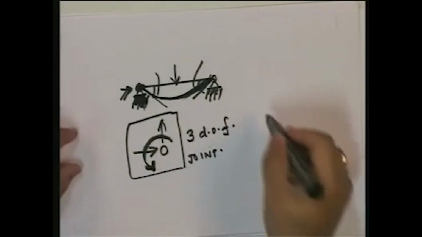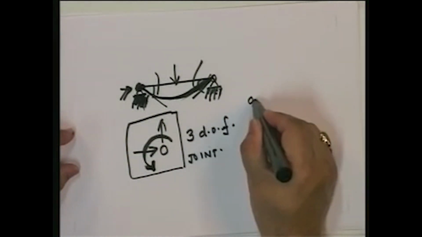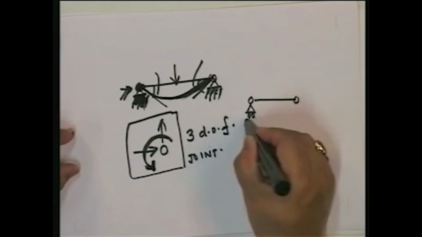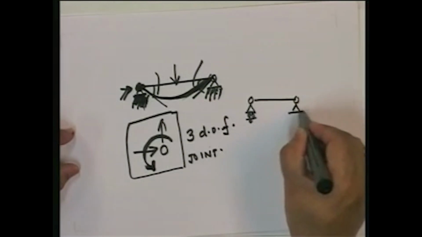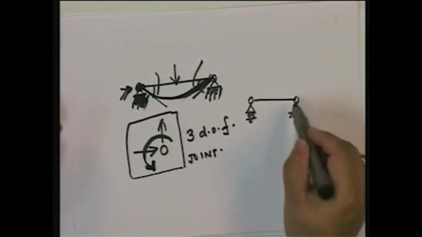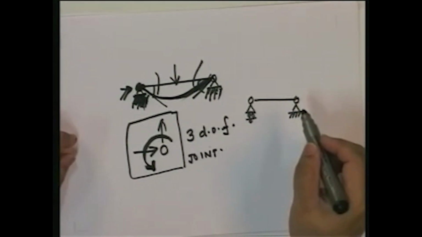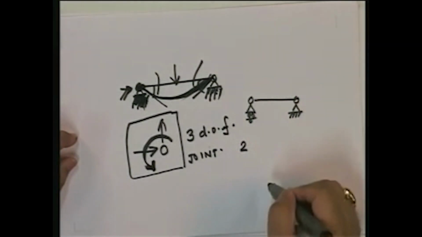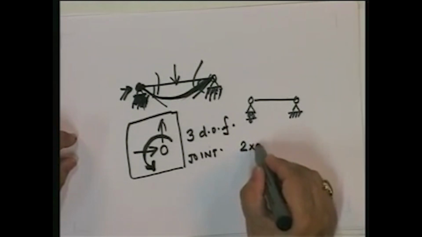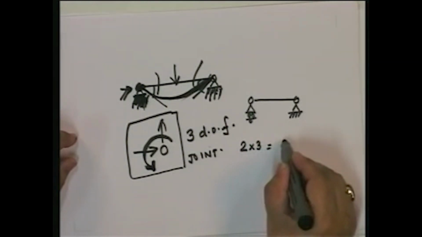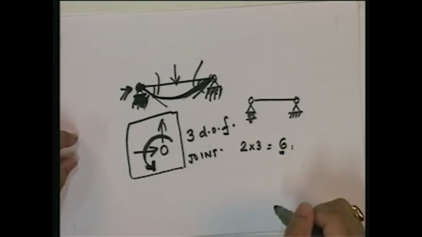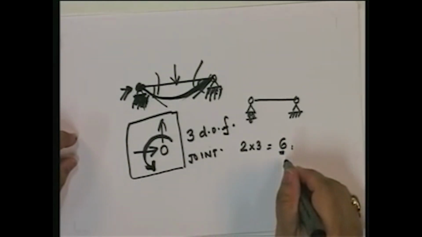Now let's come back to this structure that I had. The simply supported beam. How many degrees of freedom does it have? Now let's look at it. How many joints? 2. How many degrees of freedom for the unrestrained degrees of freedom? 3 per joint. So total 6. Right? Accept that? 6.